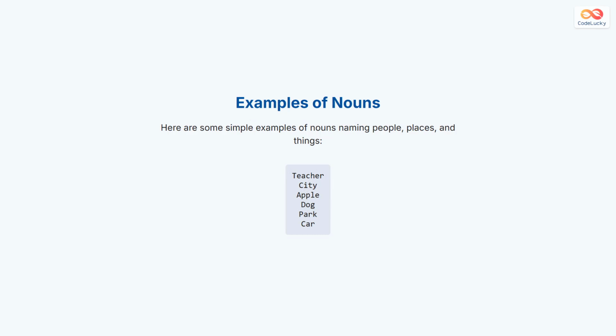Here are some simple examples of nouns. Teacher is a noun naming a person. City is a noun naming a place. Apple is a noun naming a thing. Dog is a noun naming an animal. Park is a noun naming a place. Car is a noun naming a thing. These are all common nouns that you use every day.